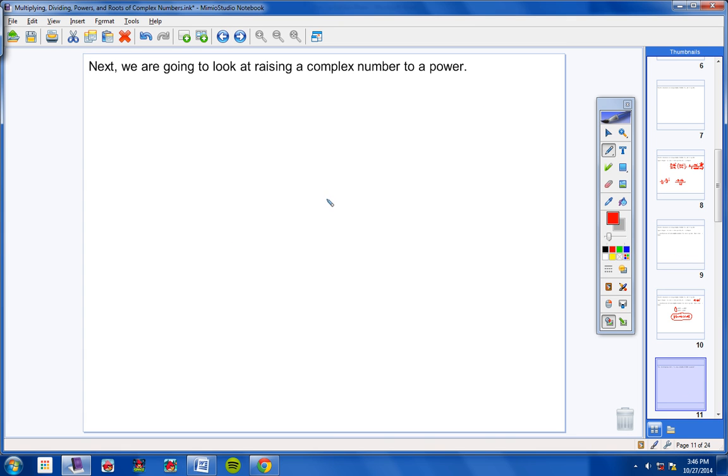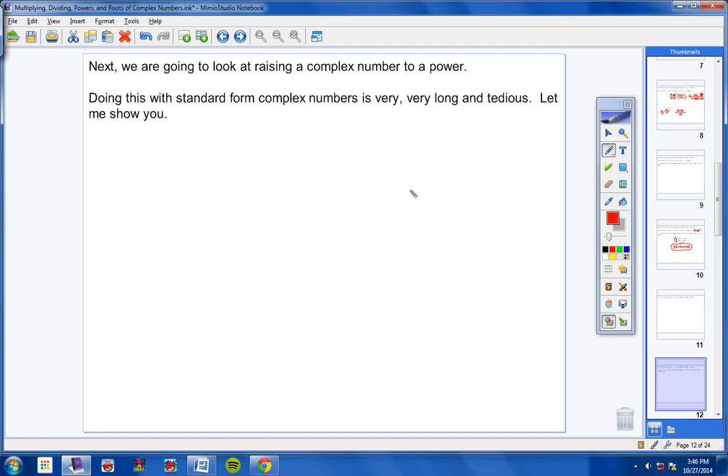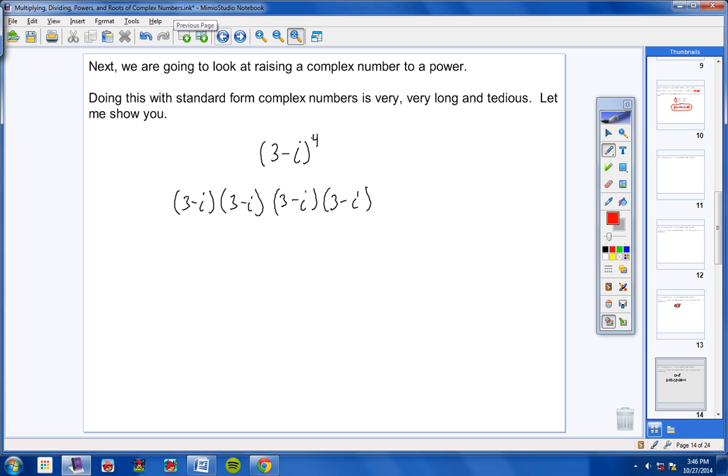Now, we are going to look at raising a complex number to a power. Okay, and like I've done the whole time, doing this with standard complex numbers is very, very long and tedious. Let me show you. Now, if you want to take notes on this, you're welcome to, but you don't have to. It's totally your decision. So here we go. Let's say I'm taking 3 minus i, which is a complex number in standard form, and let's say I'm raising it to the 4th power. Okay, so here we go.